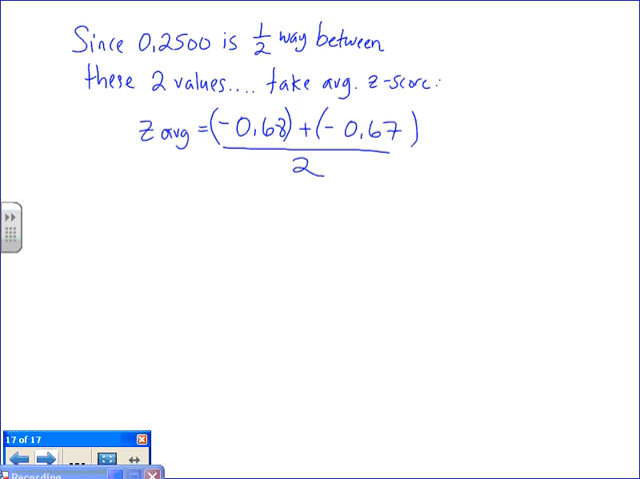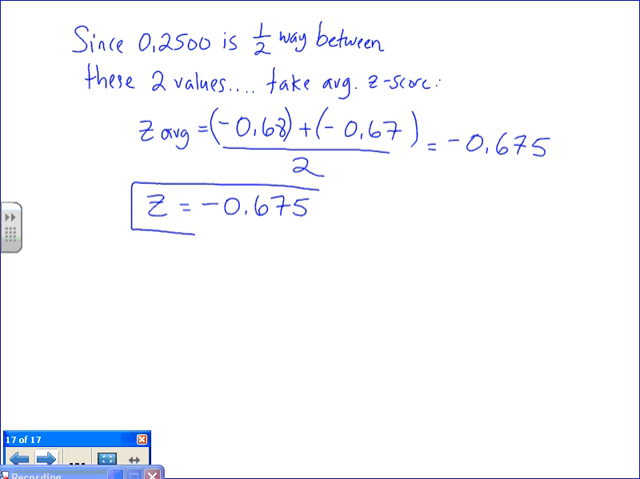Or you could even look at it and just say, well, what's halfway in between them? It's going to be equal to negative 0.675, halfway in between those two z-scores. And so that's going to be our value for z. So z is equal to negative 0.675. We won't round this one up because we've actually gone to the work to say it's a little bit higher than negative 0.68, and it's not quite as far as negative 0.67. So we're going to leave that little 5 there to show it's halfway in between.